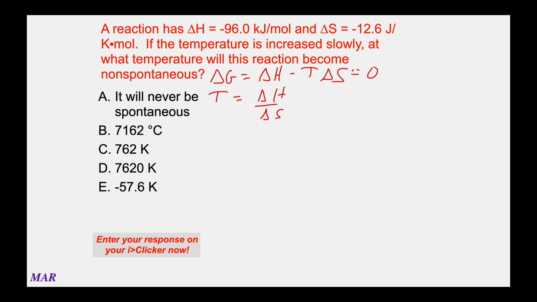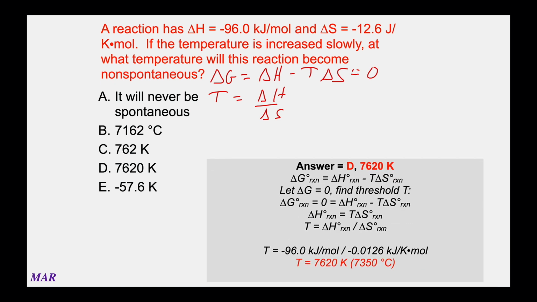Now, again, delta H is usually in kilojoules. Delta S is usually in joules. So I would recommend converting the delta S to kilojoules, or if you want, delta H to joules, it doesn't really matter. Make sure you use the same kind of unit. When you do that, and down here you can see that I turned delta S into kilojoules, the temperature that pops out is 7,620. That's a Kelvin temperature. And 7,620 Kelvin is the threshold between when a reaction goes from being spontaneous to non-spontaneous.